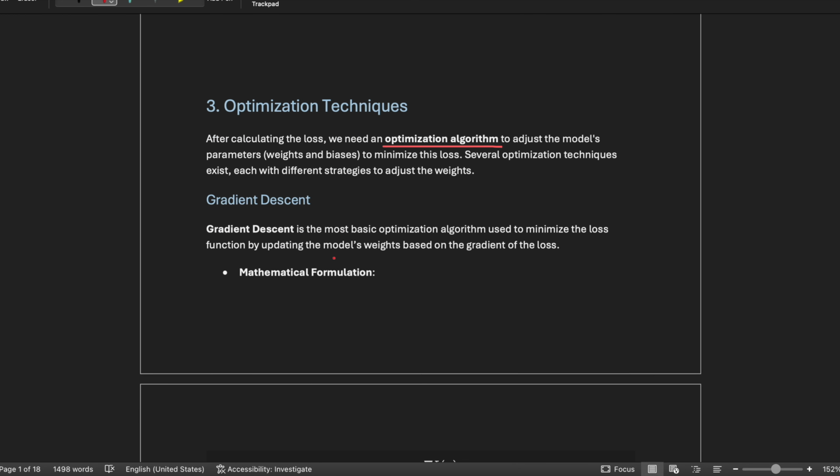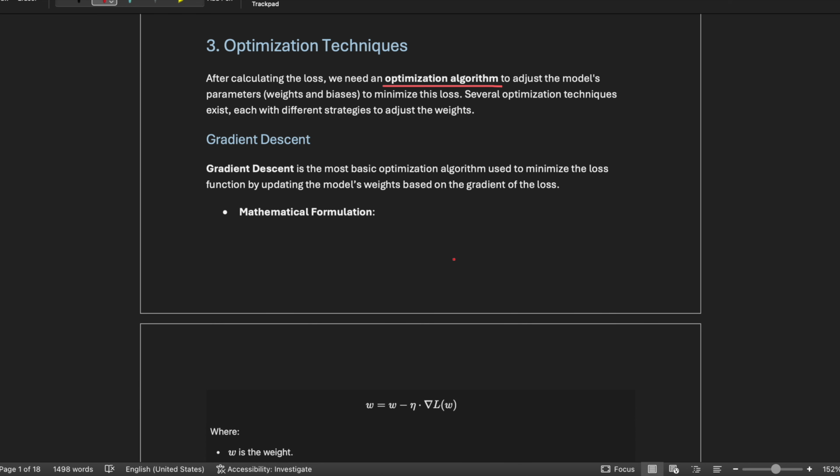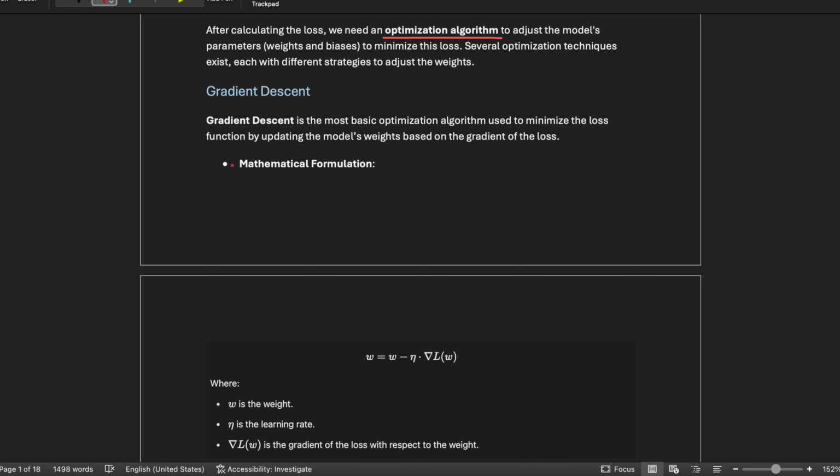I hope you already know what gradient descent is, because it's the same thing you must have covered in your data science course. But let's go through it once. You already know back propagation, forward propagation, and how weight updation takes place using back propagation. So let's revise it once again. Gradient descent is the most basic optimization algorithm used to minimize the loss function by updating the model's weights and biases based on the gradient of the loss.